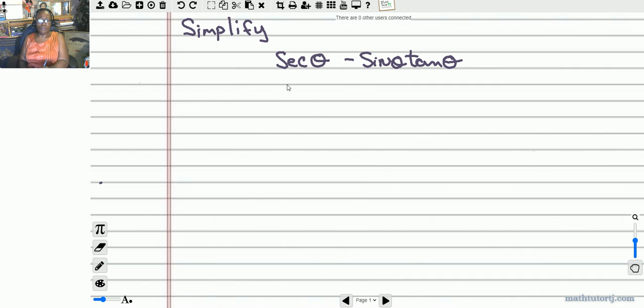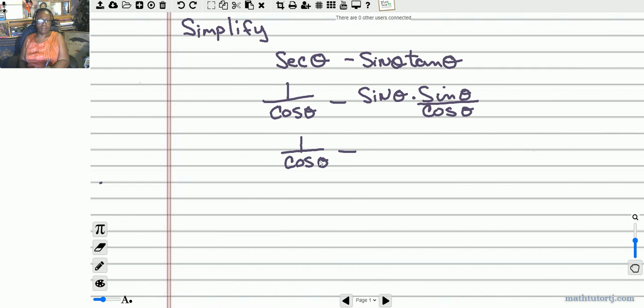So I know that secant theta in terms of sine or cosine is 1 over cosine theta, minus sine theta. And tangent is sine theta over cosine theta. Okay, well, that looks good to me. Let's see what I get. Now I have 1 over cosine theta minus sine times sine squared theta over cosine theta.